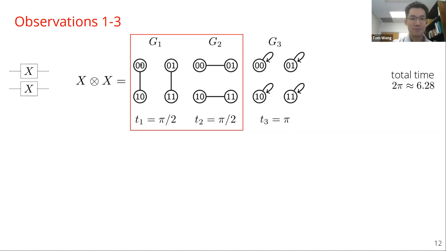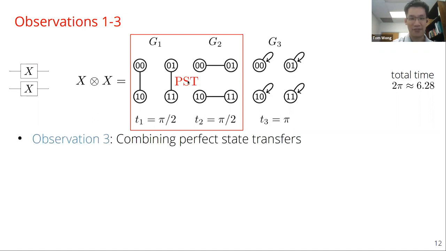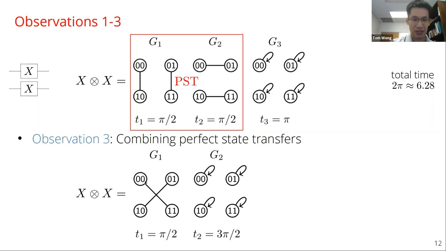So if you follow what happens, the amplitude at 0, 0 moves down here to 1, 0, and then it moves from 1, 0 over to 1, 1. So the net result of these two graphs is just 0, 0 goes to 1, 1. And similarly, the amplitude at 1, 0 goes to 0, 0, then it goes from 0, 0 to 0, 1. So the end result is that the amplitude goes from 1, 0 to 0, 1 with some phase. If you do that for all of them, basically the amplitudes jump across the diagonal. So what you get if you combine these perfect state transfers is a single graph that looks like this. The amplitude goes from 0, 0 to 1, 1, and from 1, 0 to 0, 1. So you just combine this sequence of perfect state transfers.